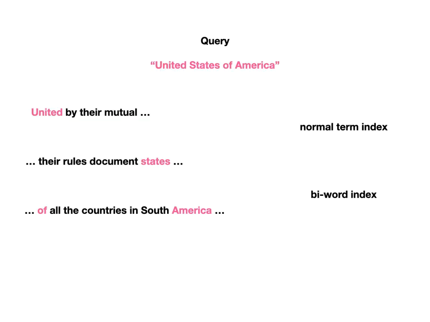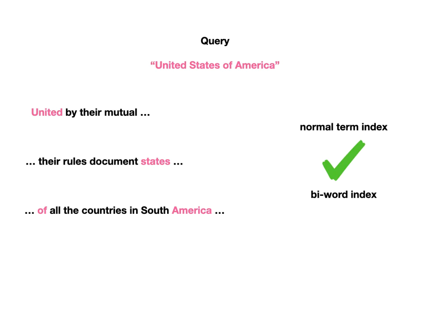Okay, so query: United States of America. We have this spread out across a document. This is a single document, we'll say: United by their rules, state of all the countries in South America. This document is not about the United States of America. That's not about us this time. Okay, so our normal term index is going to pull this up, because all of the words are appearing in the document. Hooray! Except no, we don't want that.